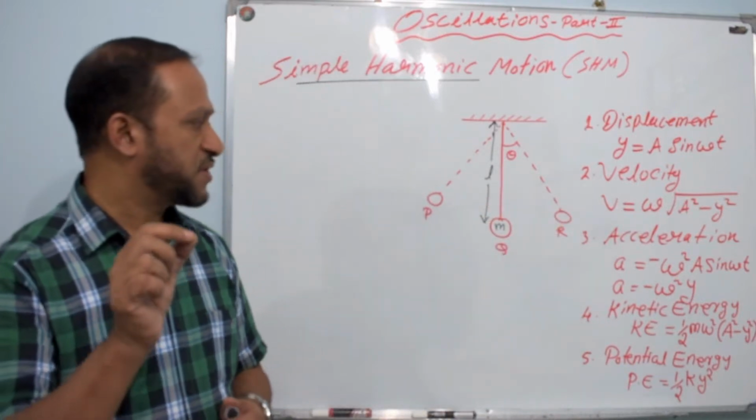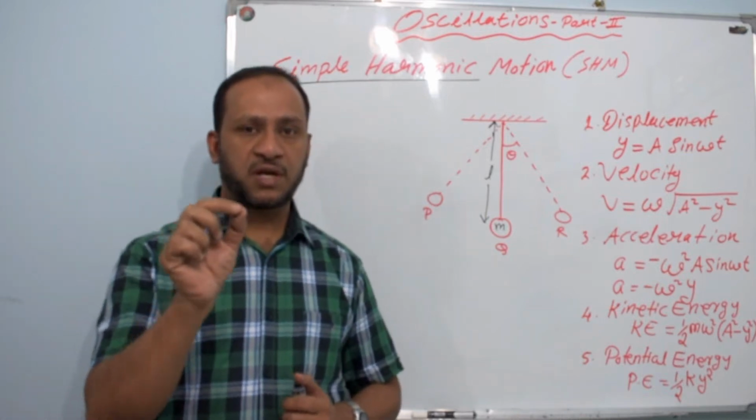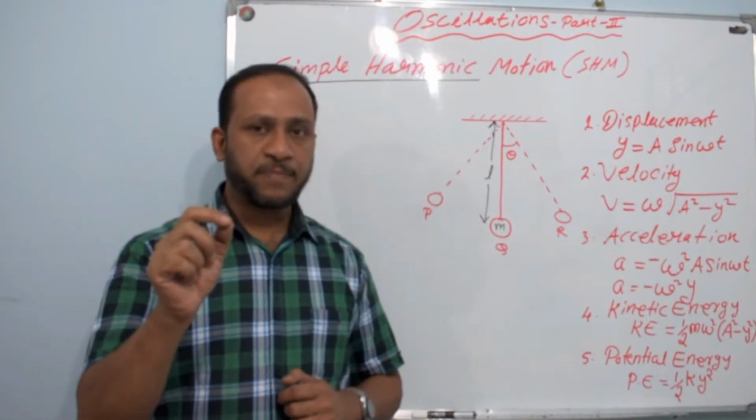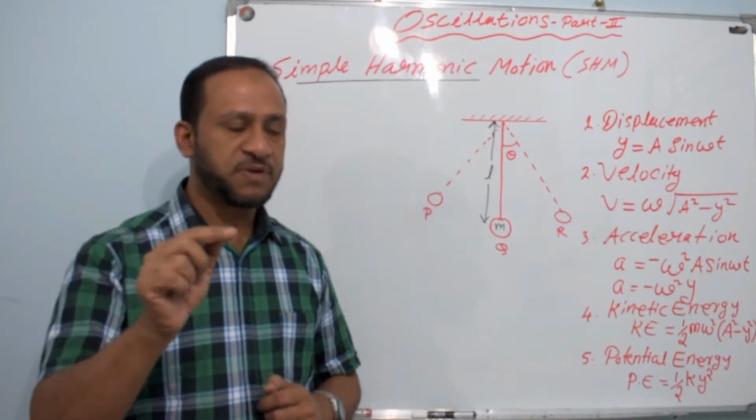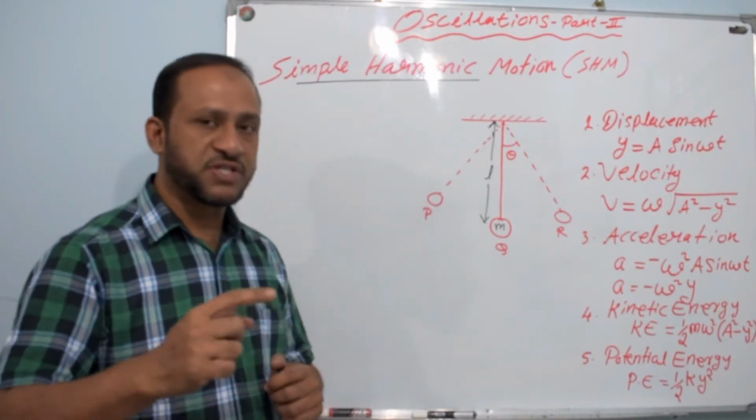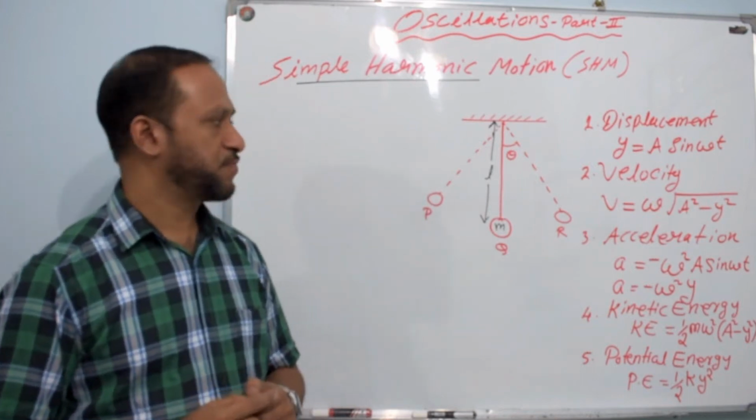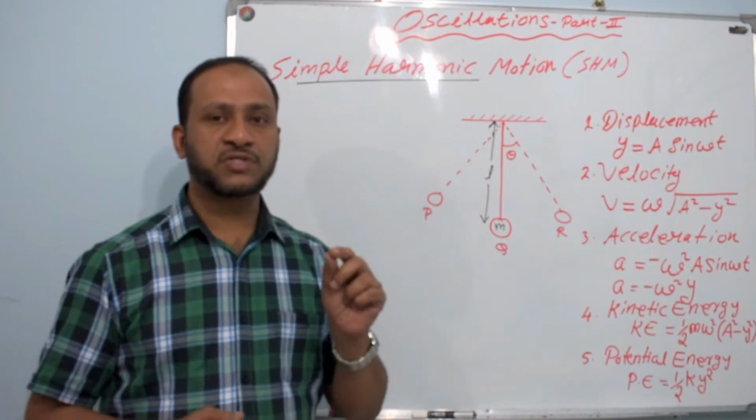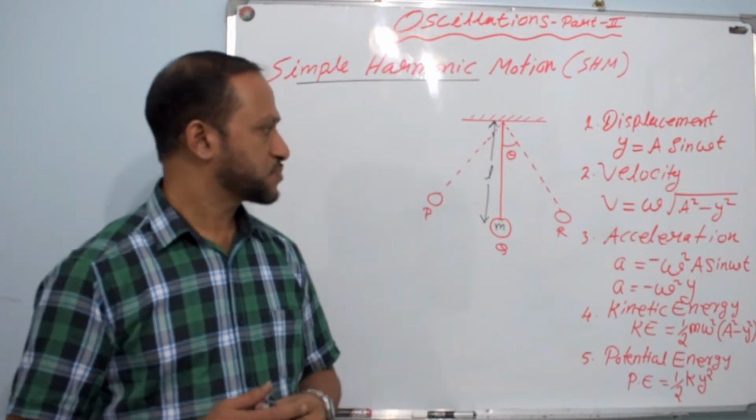So, if the restoring force acting on an oscillator or vibrator is directly proportional to the displacement from the mean position and is always directed towards the mean position, only such oscillations or vibrations are called simple harmonic motion.